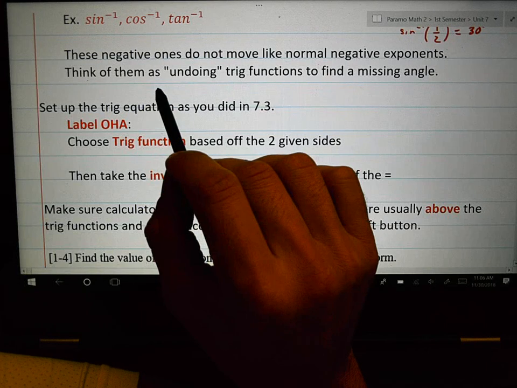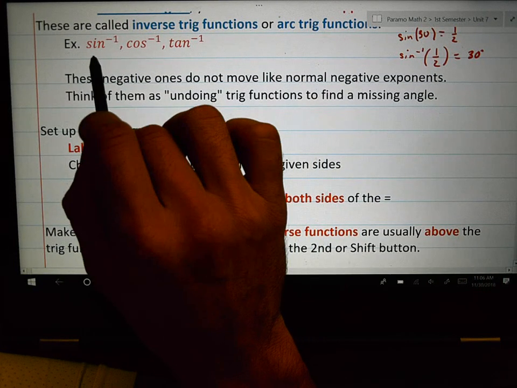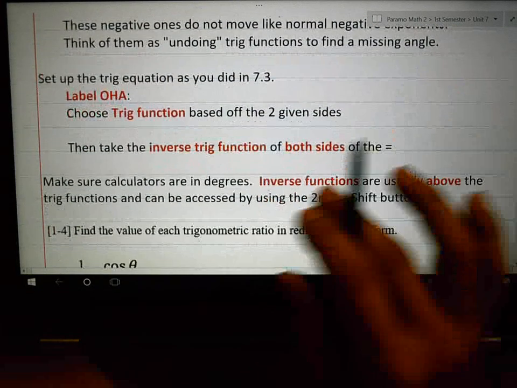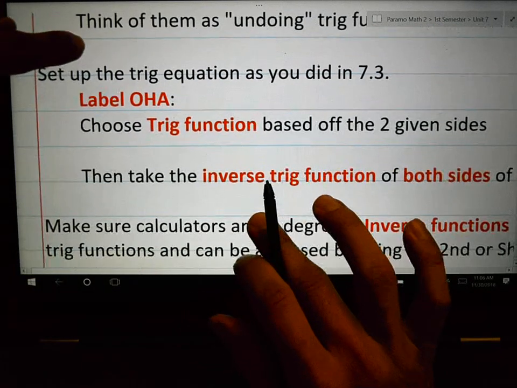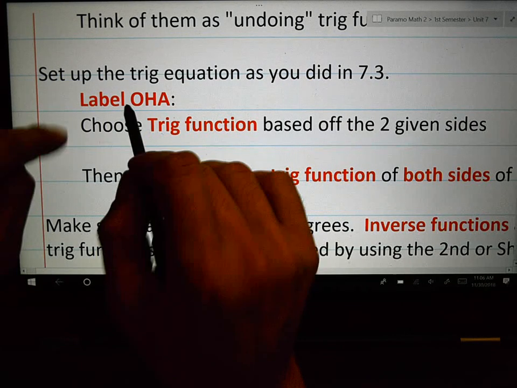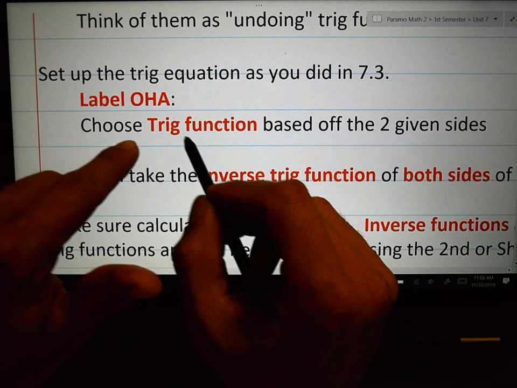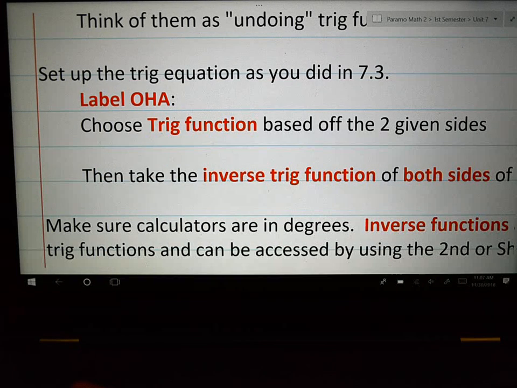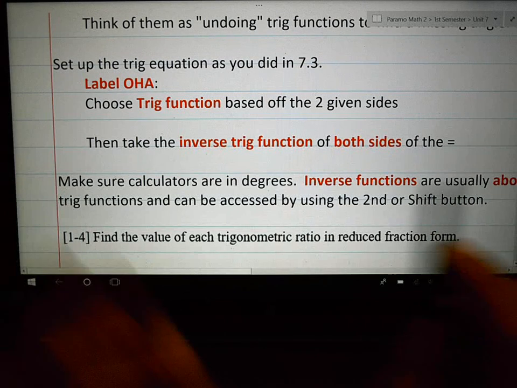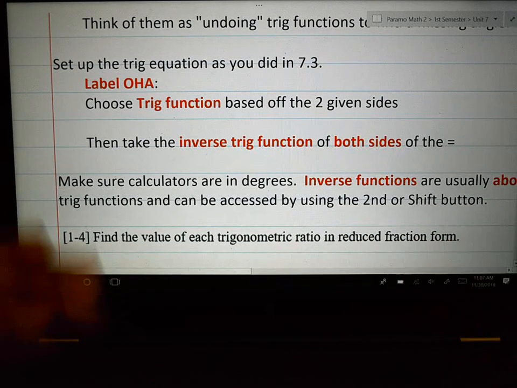We are going to undo trig functions and figure them out using these inverse sines, inverse cosine, inverse tangent. Everything else is going to be the same as what we did in 7.3. We still label OH and A. We still highlight an angle. We still choose the function based off of SOHCAHTOA. But when we're at the very end of the problem, we're going to use inverse trig functions on both sides to figure them out.